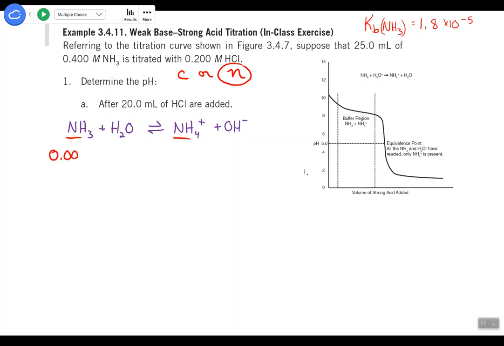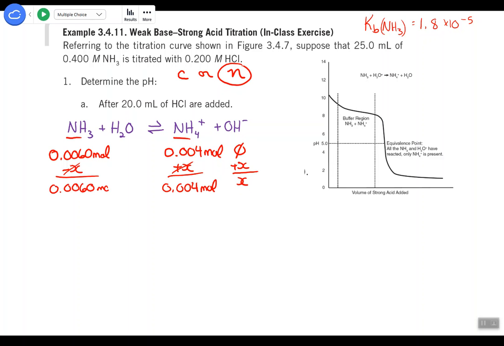I'm going to rewrite the number of moles of my weak base and the number of moles of my conjugate acid. And I'm starting with 0 amount of my hydroxide. I'm going to lose a little bit of X, gain a little bit of X, and gain a little bit of X. The shift in X is going to be small for my weak base and my conjugate acid because it's a common ion problem, or a buffer problem.